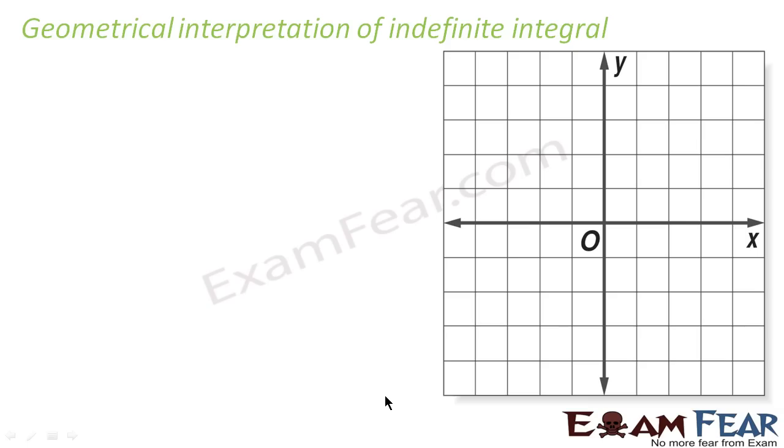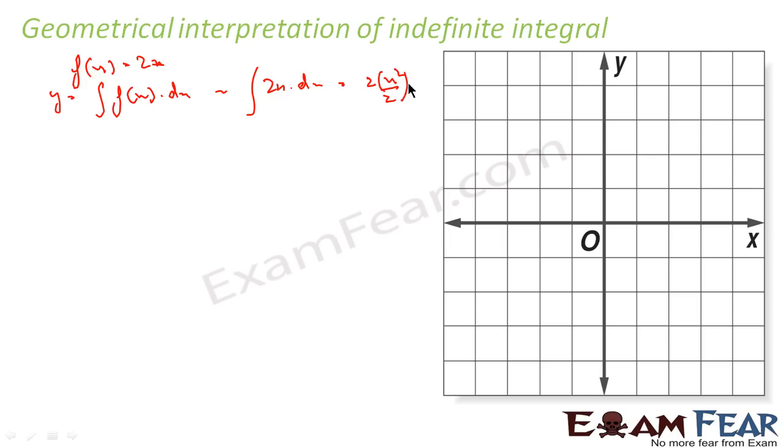Now let's understand the geometrical interpretation of indefinite integral. Let's suppose I have my function f(x) is equal to 2x. If I want to find the integration of this, that is nothing but integral of f(x) dx, which is integral of 2x dx, and this will come out to be x square by 2 plus c. So this is nothing but y is equal to x square plus some constant k. So this is the integration of f(x) is equal to 2x.